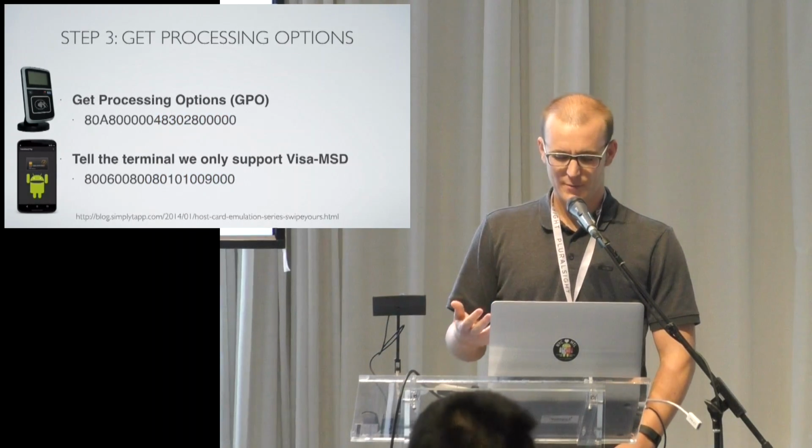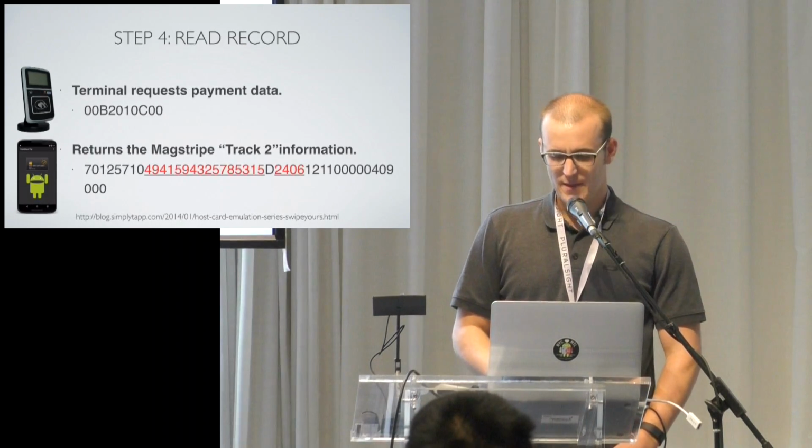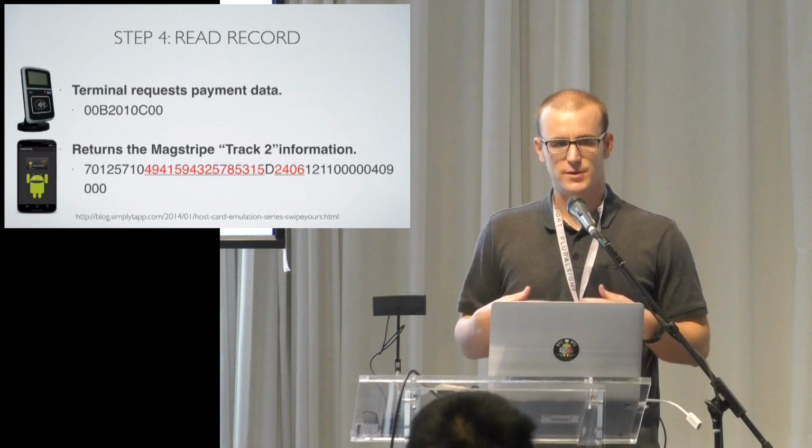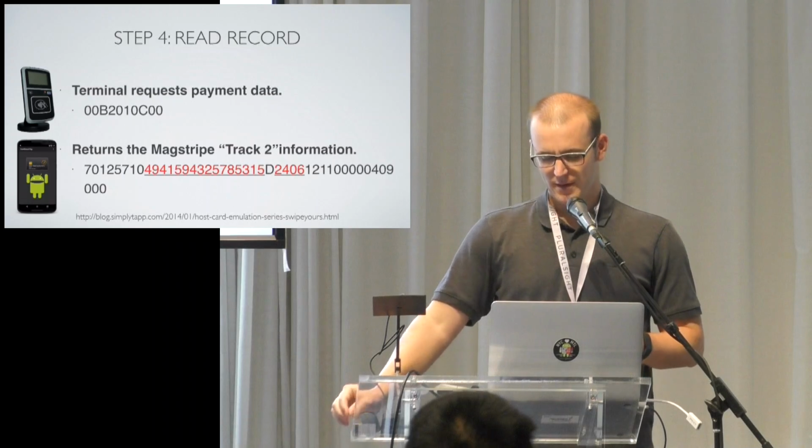Next thing is get processing options. Again, we're just kind of reiterating the fact we're Visa MSD. And then now the read record command is actually where payment information is sent. This is going to be sending the magstripe information. I'll show you how to get it real quick.